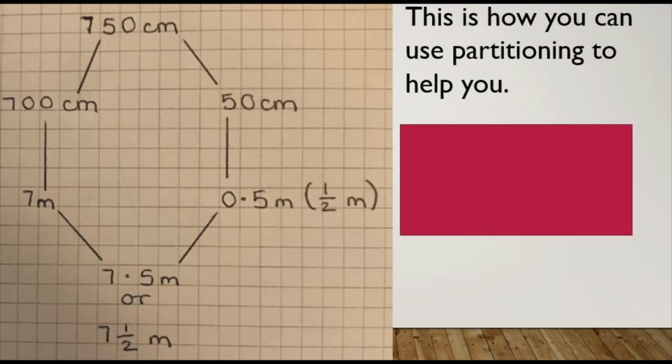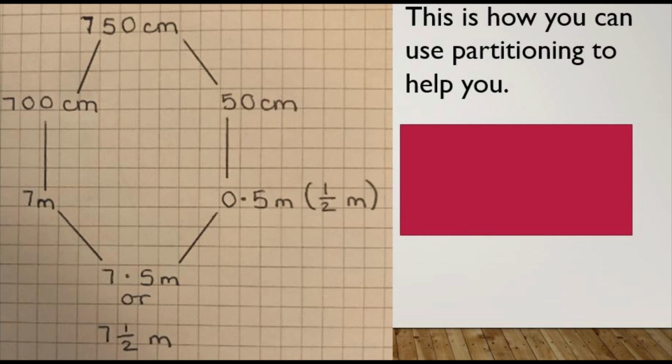Okay, so you can see here on the screen that I have started with 750 centimetres, and I would like to convert it to metres. So I've partitioned it. I've split the number up into 700 centimetres and 50 centimetres. Then I've used the facts that I know to help me with the next step, the converting step.